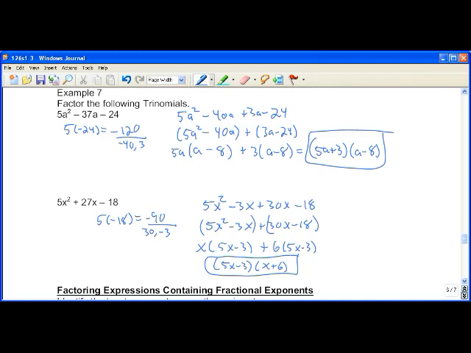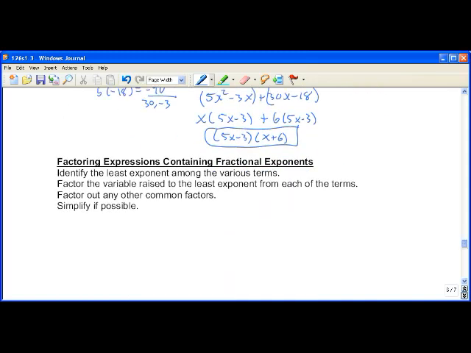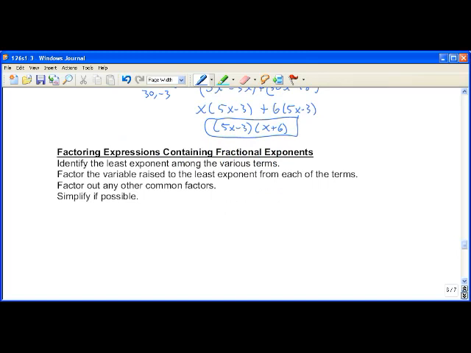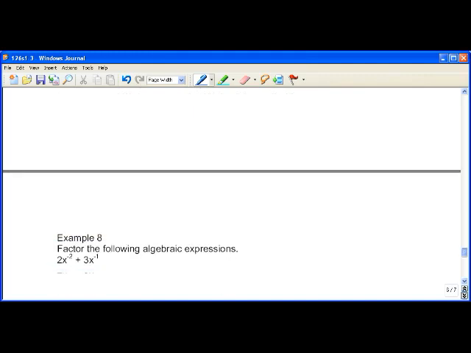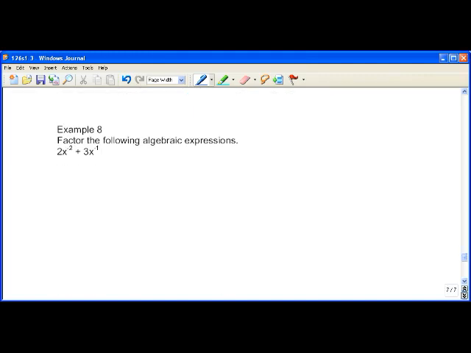Okay. Moving on down, factoring expressions containing fractional exponents. So identify the least exponent among the various terms. Factor the variable raised to the least exponent from each of the terms, then factor out any other common factors. Simplify if possible. So here we have 2x to the negative 2 plus 3x to the negative 1. So what I would do, I'm going to factor out the x to the negative 2.